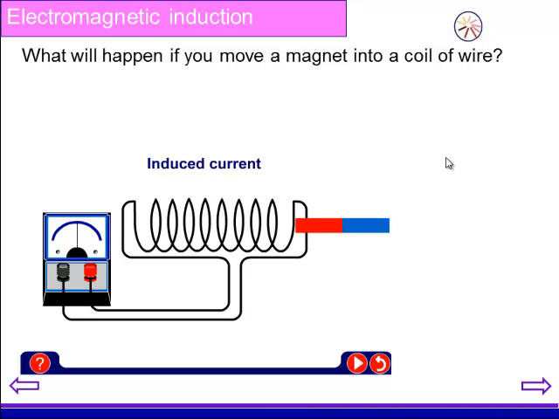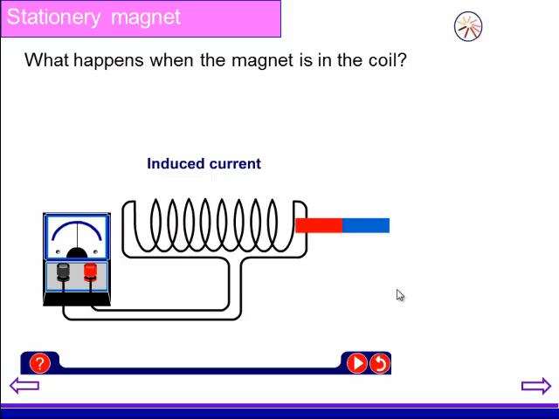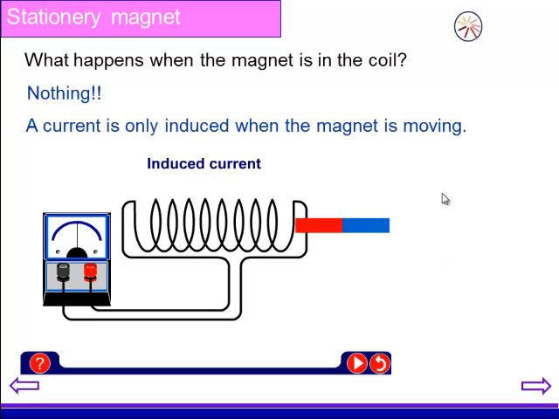Some people thought about it in a little bit more detail, and they noticed that the current is only induced when the magnet is moving, so it has to be moving for anything to happen. What happens when the magnet is in the coil of wire? Well, as we can see here, if we place the magnet inside the coil of wire, nothing really happens. Okay, it has to be moving for something to happen. Okay, so only when a magnet is moving is current induced.